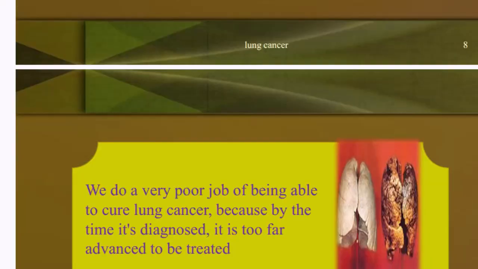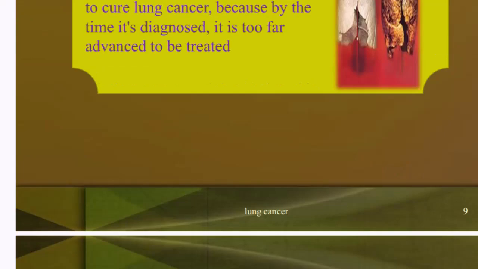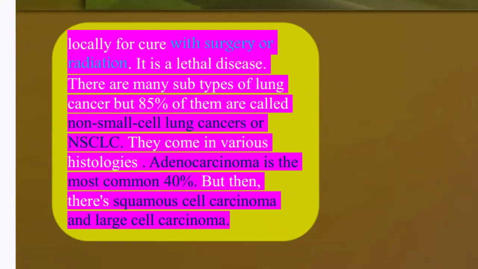We do a very poor job of being able to cure lung cancer because by the time it's diagnosed, it's too far advanced to be treated locally for cure with surgery or radiation. It's a lethal disease. There are many subtypes of lung cancer, but 85% of them are called non-small cell lung cancer. They come in various histologies. Adenocarcinoma is the most common, at 40%. Then there are squamous cell carcinoma and large cell carcinoma.